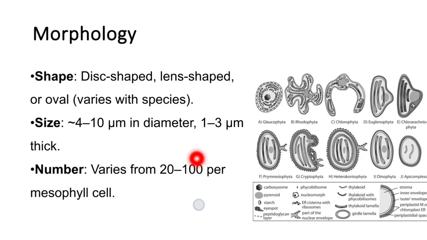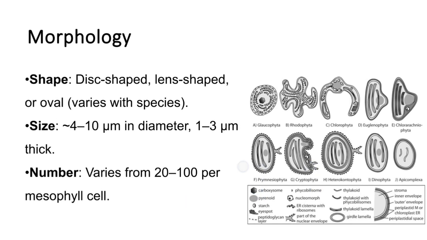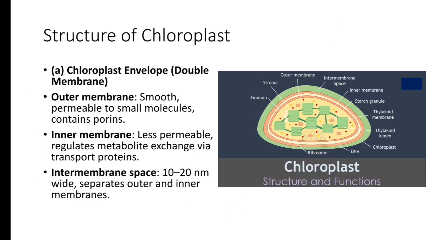And if you see the numbers, how many chloroplasts one particular cell might have, it ranges from 20 to 100 chloroplasts per mesophyll cell. Mesophyll cells, mostly the young cells, will contain more chloroplasts because they are actively participating in the photosynthesis process. And this is about the structure of the chloroplast.